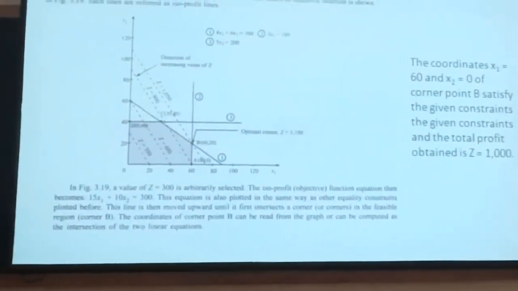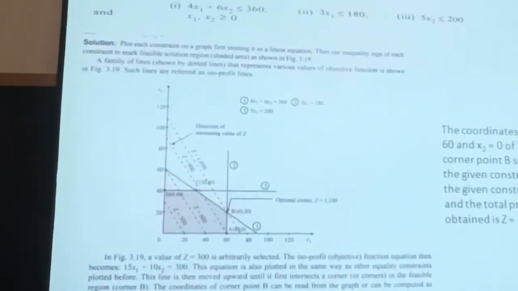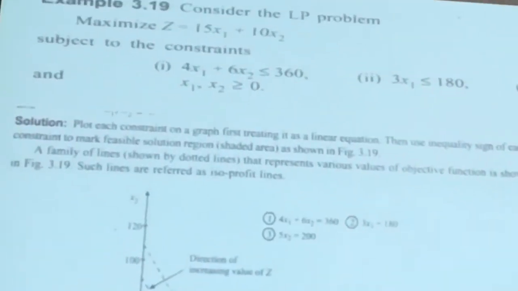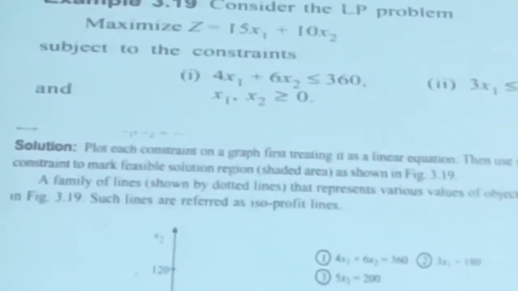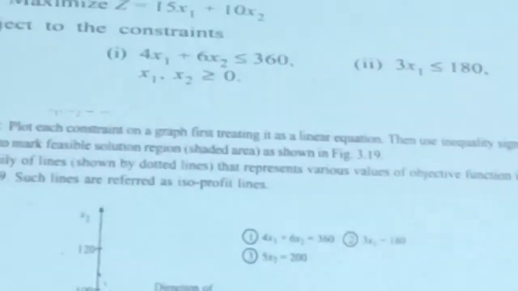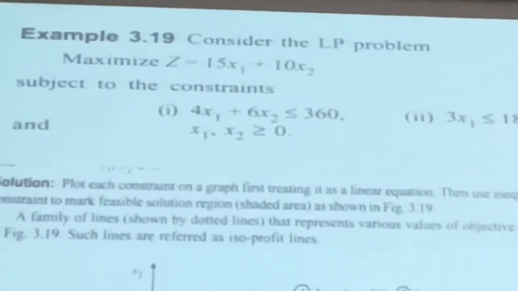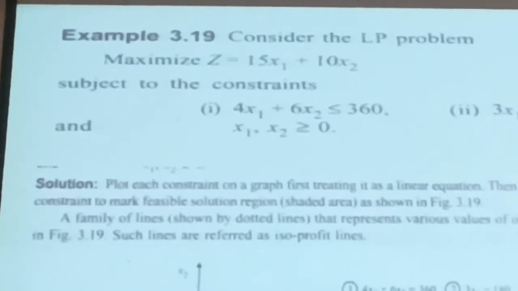Okay. Now this is another problem which we take up, and I am taking this problem basically to make you a little familiar with the isoprofit line. I did mention the isoprofit line in a previous session, and here we have maximize z equal to 15x1 plus 10x2. And then we have all the constraints.